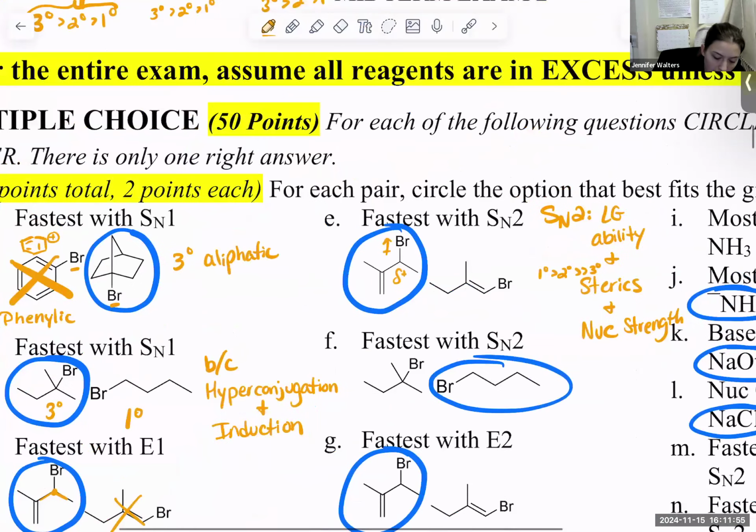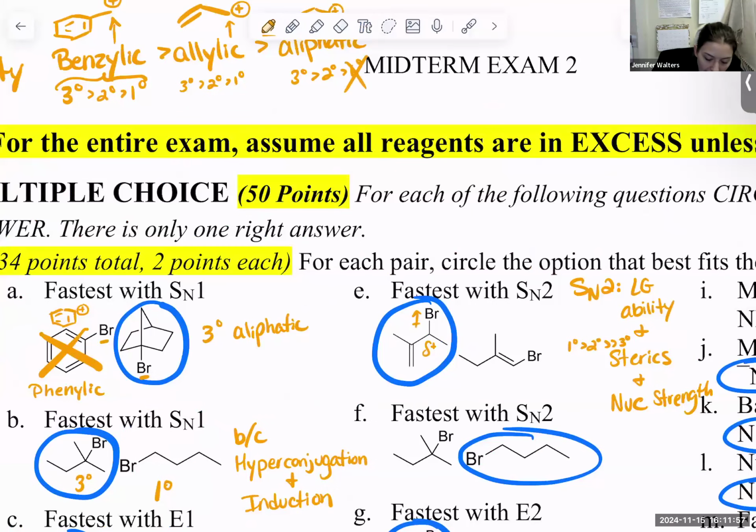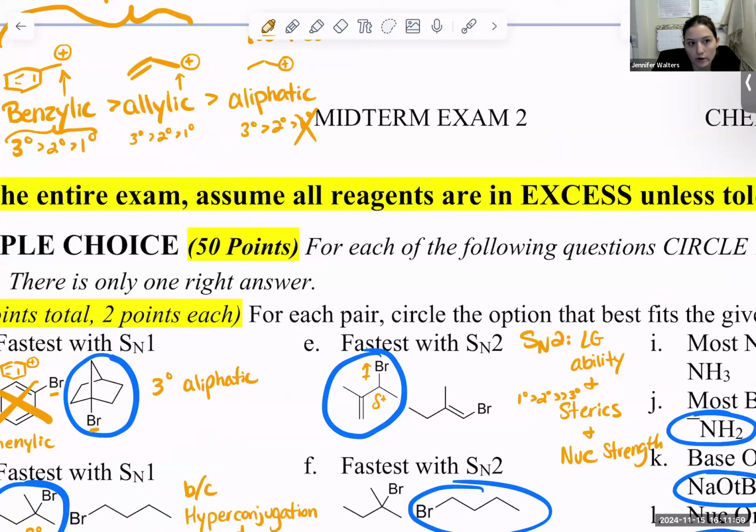And actually, I guess I should have highlighted the fact that the primary aliphatic is the one that doesn't work for SN1 or for E1. So the difference here is that we're saying primary is better than secondary, which is better than tertiary, and the tertiary we say doesn't happen because it's too sterically encumbered. So that's why that substitution pattern doesn't work.